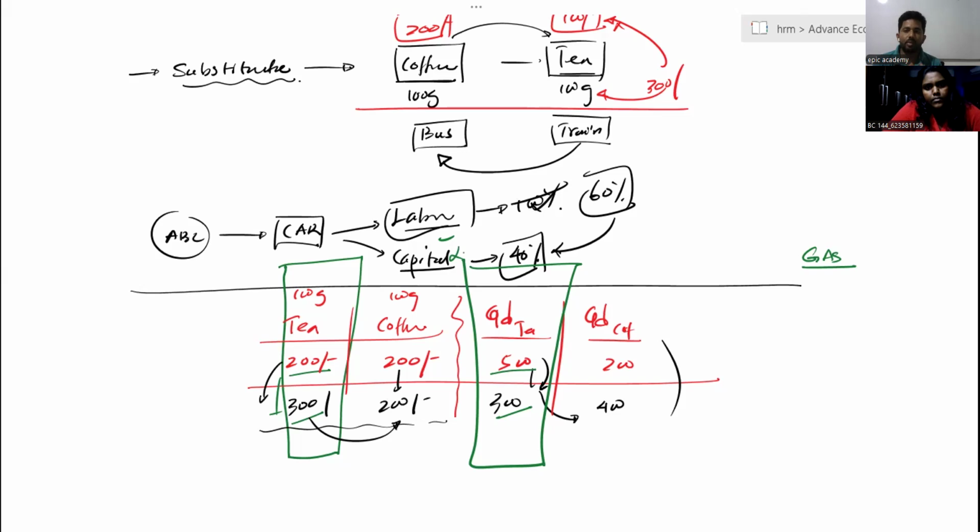The change in the price of a certain commodity will affect the change of the quantity demanded of that commodity. Why? Because of the effect of substitutes.